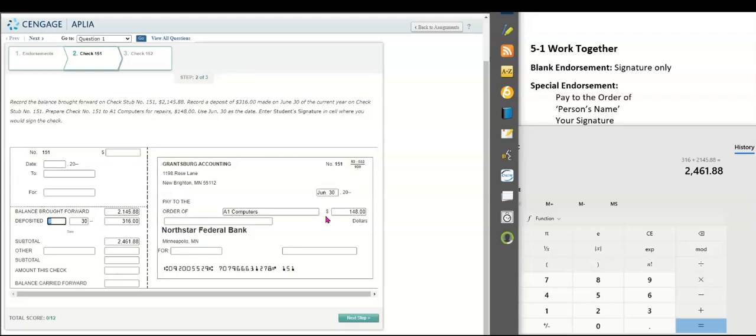148. Okay. And then over here, you spell it out. So it's one hundred forty-eight, and they want a dash. And then you write "and" no over 100. You could also write, I believe it'll count it correct, 00 over 100, okay?